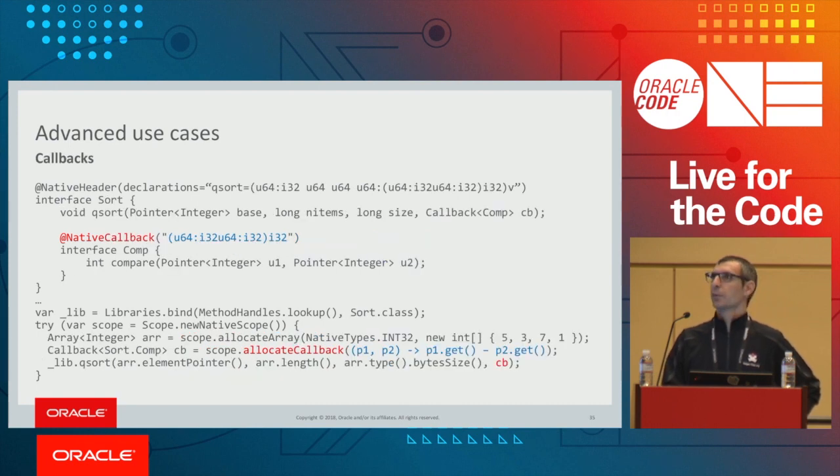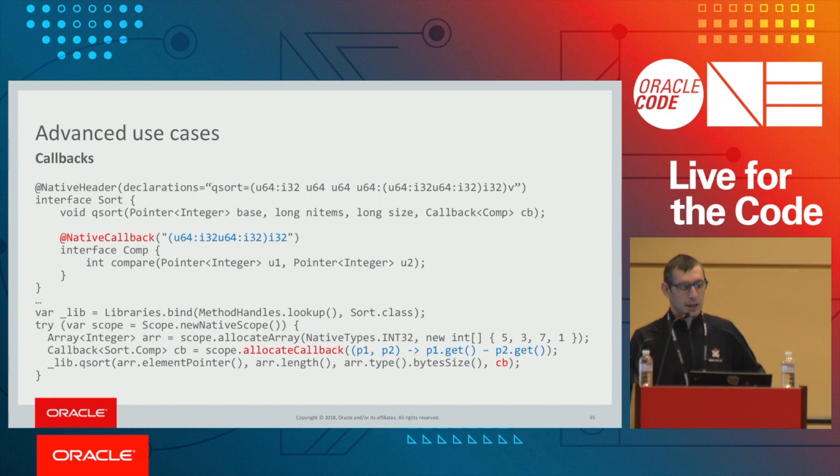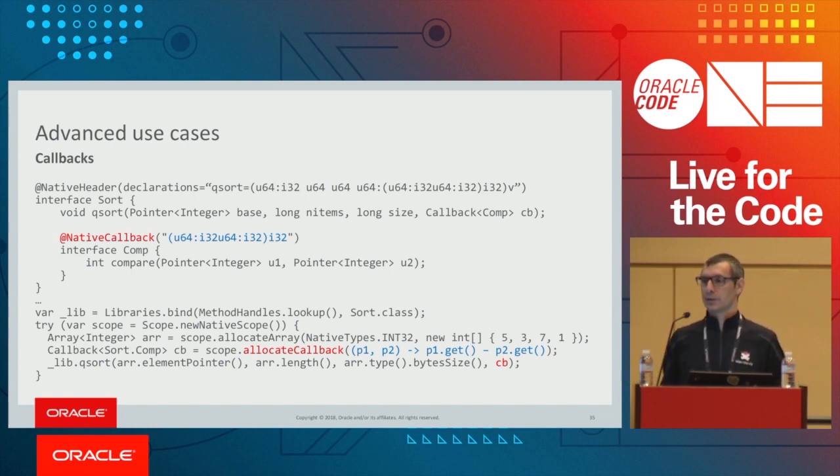And of course, sometimes C code wants to be able to pass functions as data. For example, a poster child of this is the qsort function. We need to be able to pass a callback that tells the qsort algorithm how to compare the elements. So we need to model something like this in Panama.